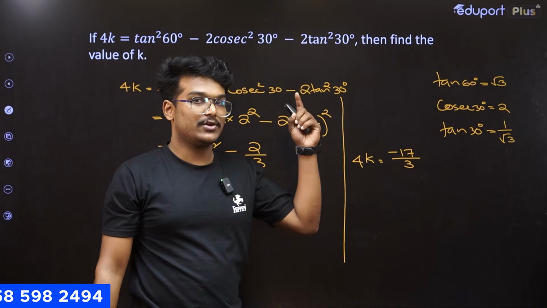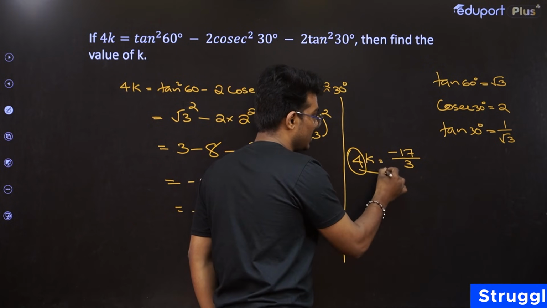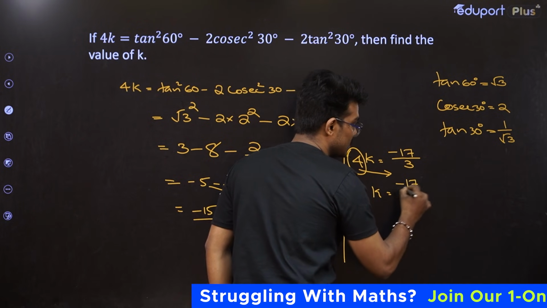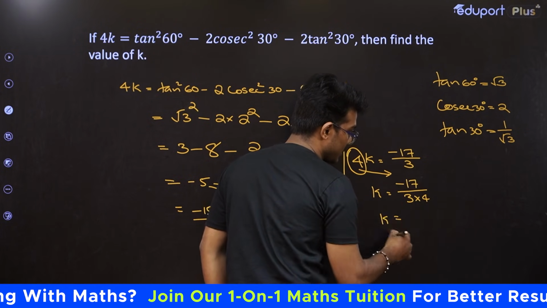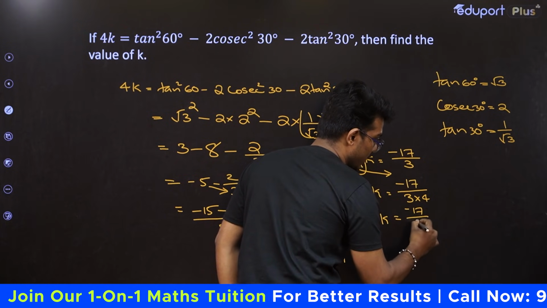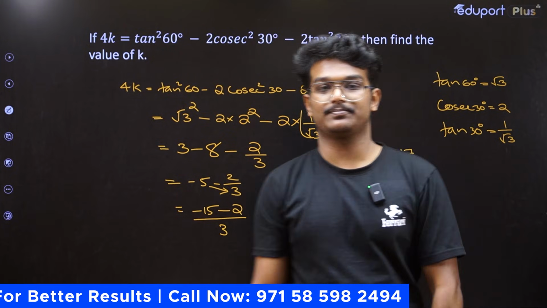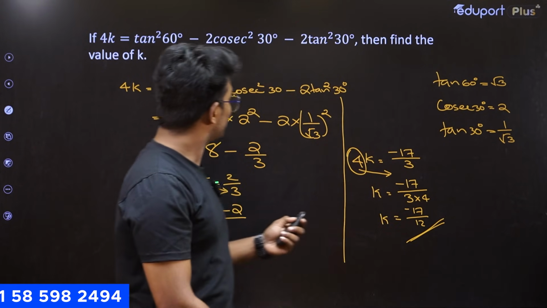We have to find the value of k, so we have to take this 4 into the right side, then k is equal to minus 17 divided by 3 into 4. It will be k is equal to minus 17 divided by 12. This will be the final answer, the value of k. Hope you understand. Let's go to the next problem.